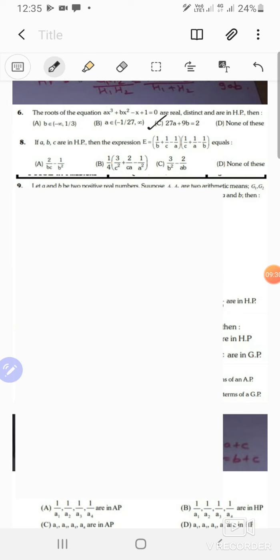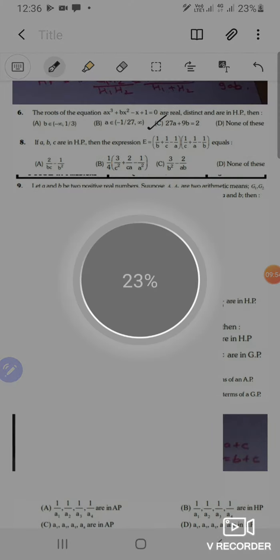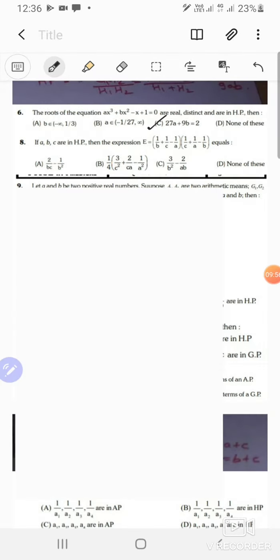I mean, there are going to be some specific values, they are not going to have some kind of range, right? Okay, so the next question is, if a, b, c are in HP, then the expression E equals 1 by b plus 1 by c minus 1 by a into 1 by c. Wow, what is this expression? Fine, this expression must equal one of the given options. So a, b, c are in HP.